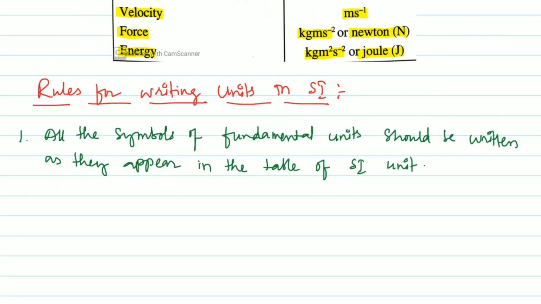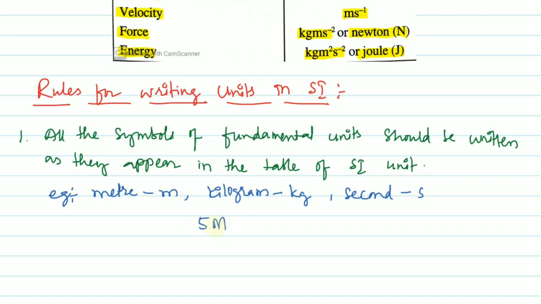Let's take an example for this. Meter has a symbol m. Kilogram has a symbol kg and second has a symbol s. If a unit is represented like this, 5 capital M, the length of an object is suppose 5 meter, this sort of representation is wrong. How should it be represented? 5 small m. This is the correct way of writing units in SI.